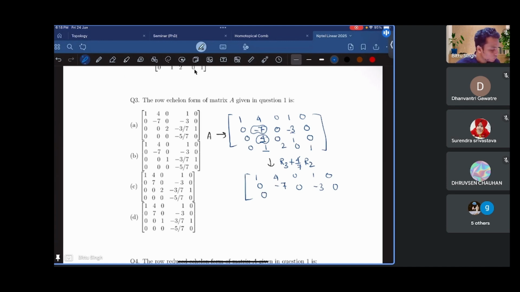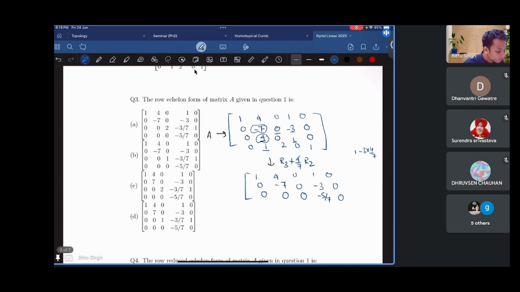So it will become 0 0, and 0 plus 4 by 7 times 0, which is again 0. The next entry is 1 minus 3 into 4 by 7. So again, if we calculate, it will be minus 5 by 7. Next entry is 0. Again, what can be done for the last row? We'll perform R4. We want to cancel this 1, right?